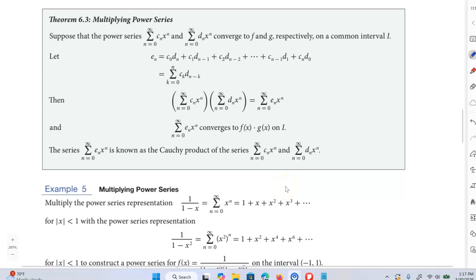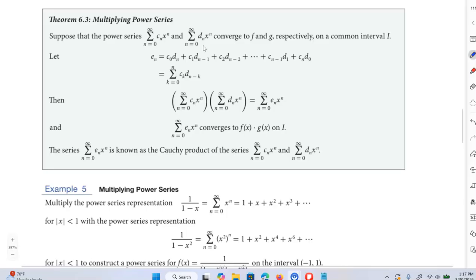In this video, we are going to continue with looking at properties of power series. So let's look at theorem 6.3, multiplying two series together. Suppose that we have the power series, the sum from n equals 0 to infinity of c sub n x to the n, and the sum from n equals 0 to infinity of d sub n x to the n, and they converge to f and g respectively.